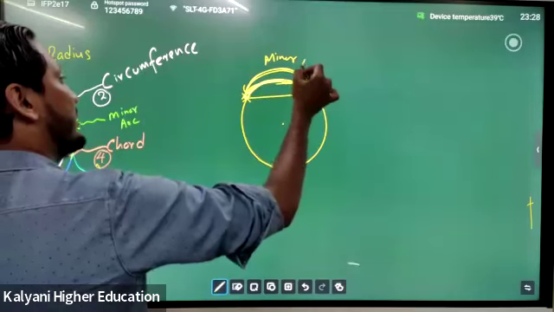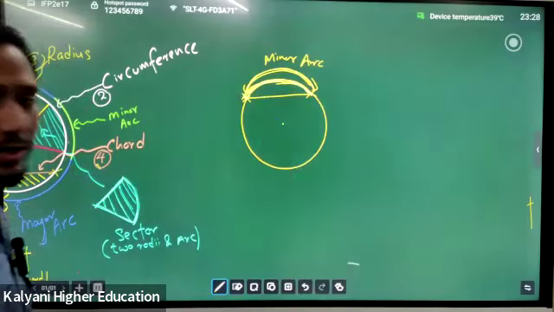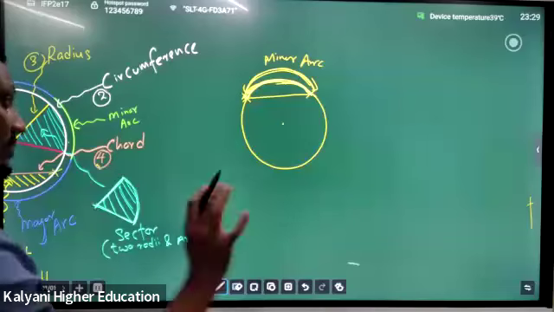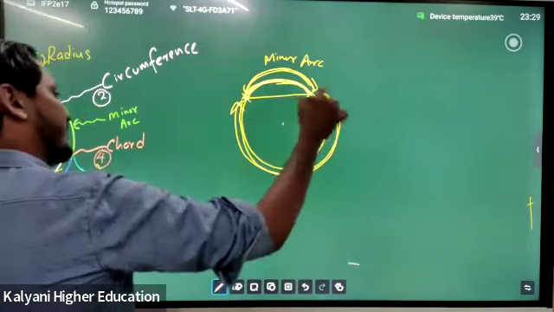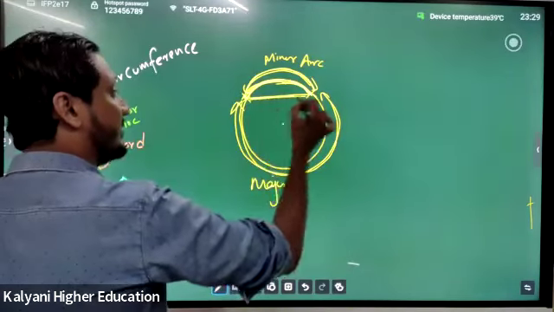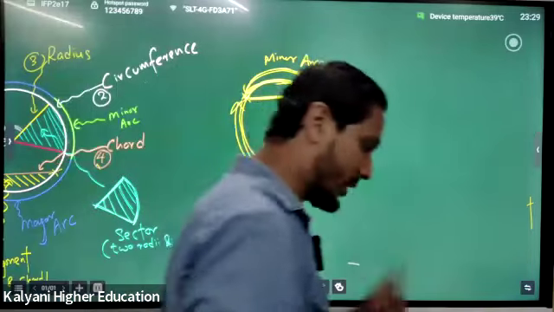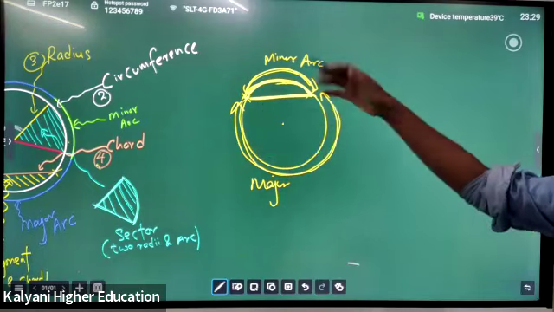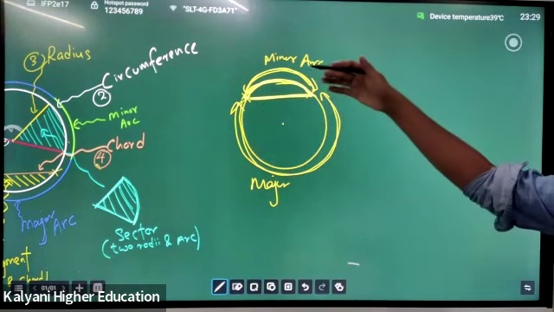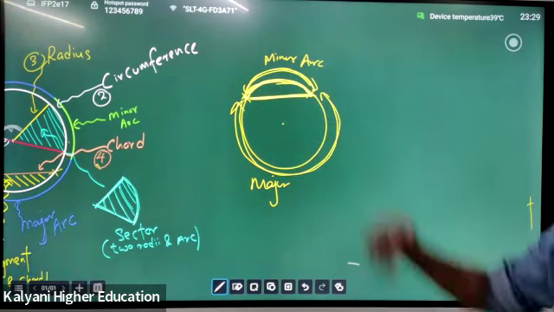Minor arc. Fine. Now tell me, what about this curved line? Major arc. Okay, very good. So what is the name of this line? Chord. If I draw a chord, the circumference of the circle is cut into 2 parts. One is the smaller part, the minor arc, and the bigger one is the major arc.